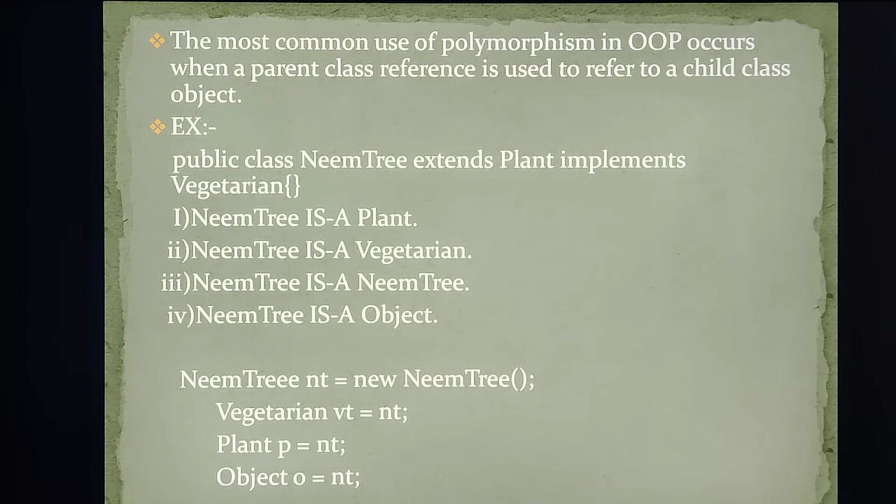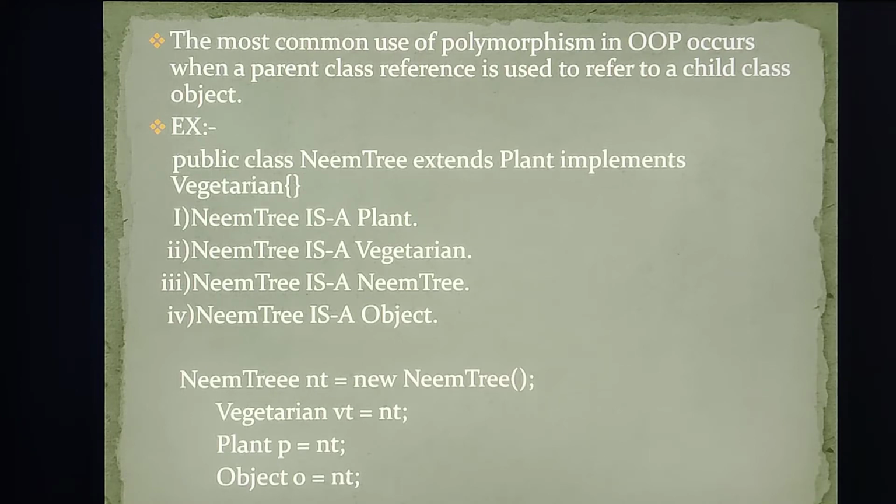We know that Object is the superclass of every class. So I created an object: Tree nt equal to new Tree. Simply I created the object and JVM will see that a Tree object got created. So what I did, I want many forms. That I will show you in polymorphism, as I told you before, one object, many forms.